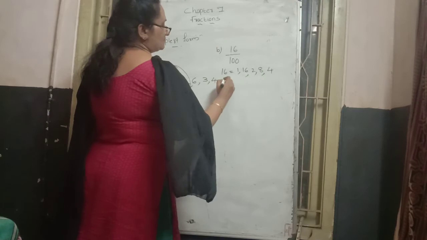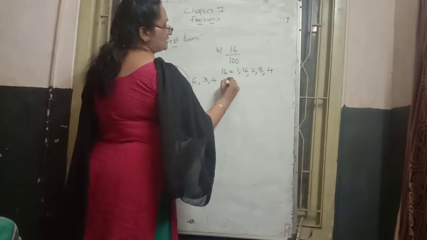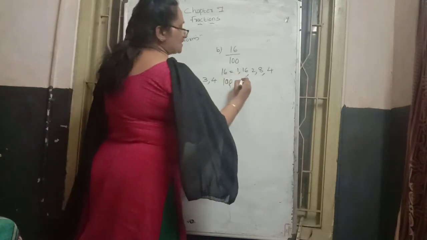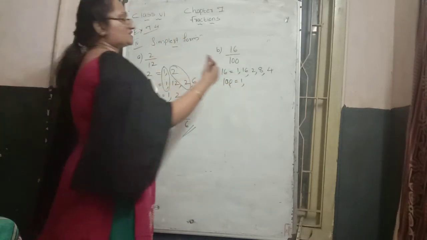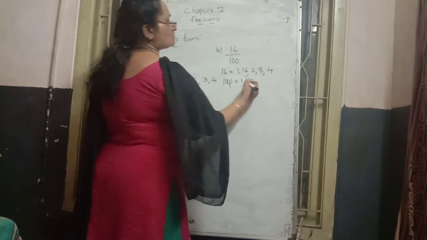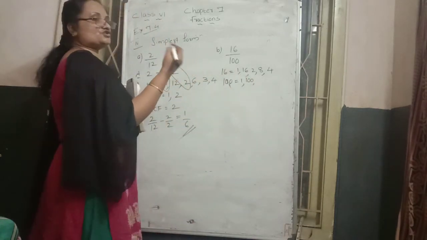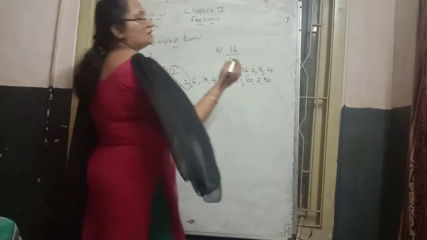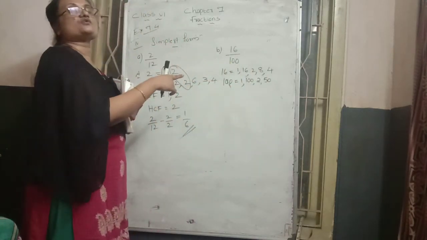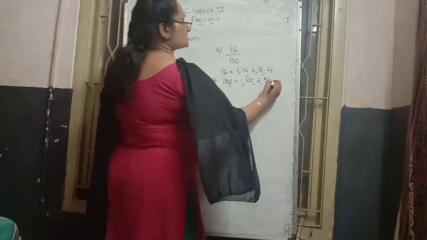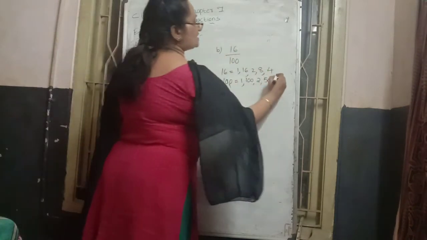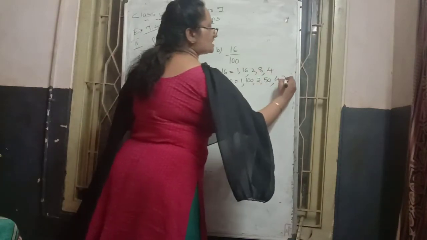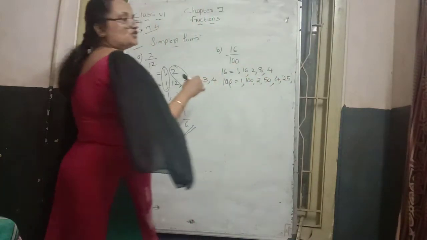Then next, the denominator is 100. Find the factors of 100 also. 1 table 100 is there, and the same way in reverse, 100 table, 100 into 1 is 100. Next 2 table, yes, 2 into 50 is 100. That's why 50 table also we write here. Next 3 table not there. 4 table, 4 into 25 becomes 100. That's why 25 table also we write down.